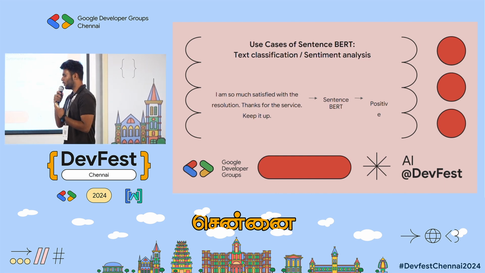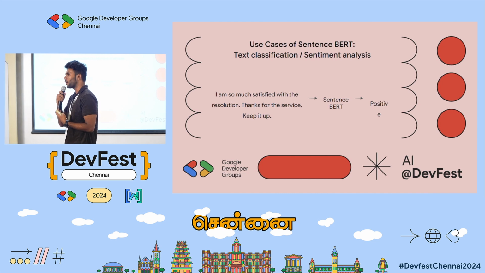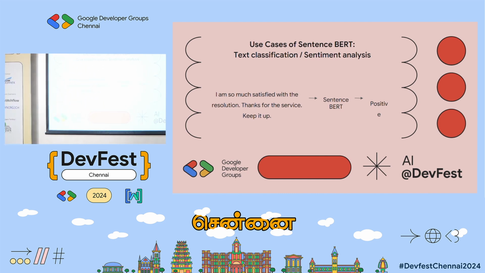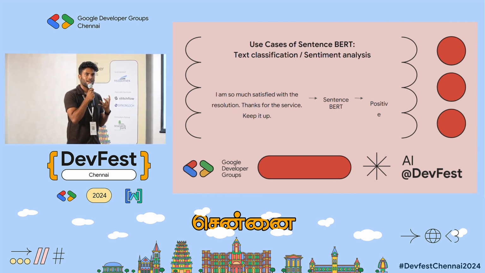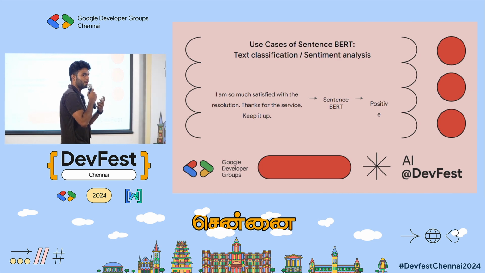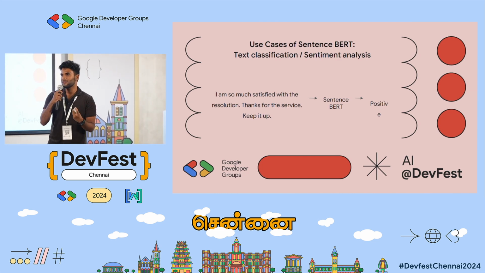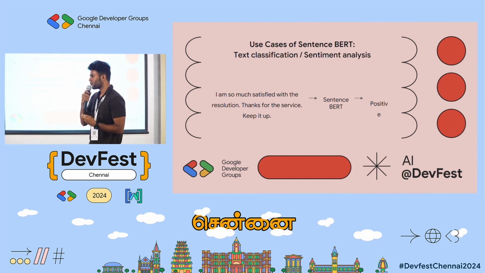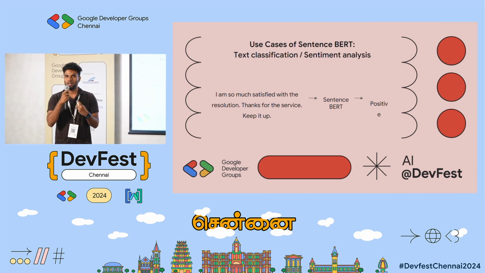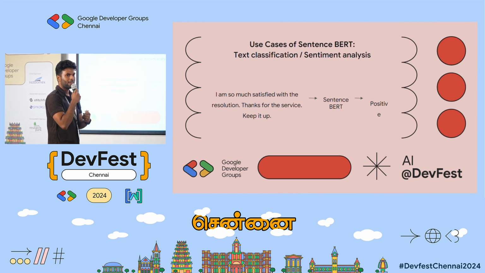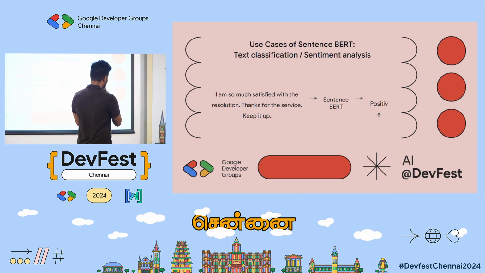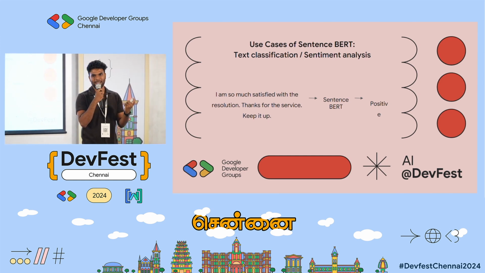So there are so many use cases for using Sentence-BERT model. Now we are going to walk through a few of them. Let's start with text classification and sentiment analysis. As we all know, text classification means categorizing the text into predefined categories, and sentiment analysis means predicting the emotion in the given input. Let's take an example where you are building an application that will evaluate the customer's experience. You got feedback from your customer saying, I'm so much satisfied with the resolution, thanks for the service, keep it up. Now you will pass this sentence to the Sentence-BERT model.